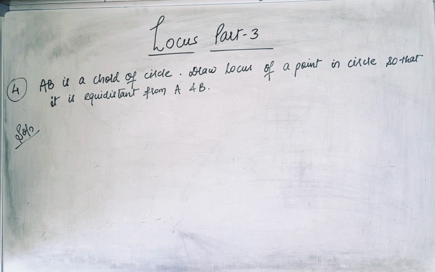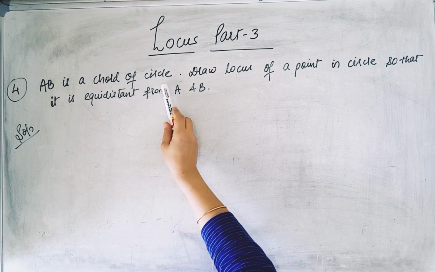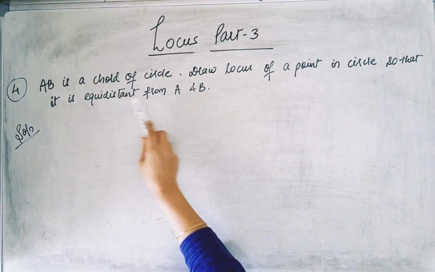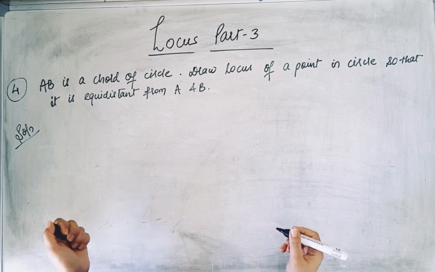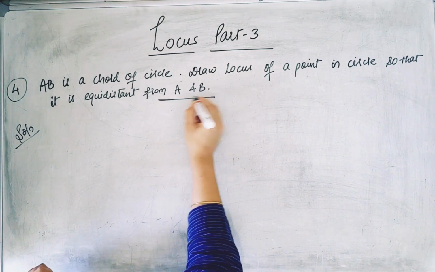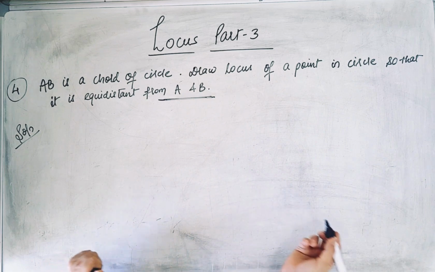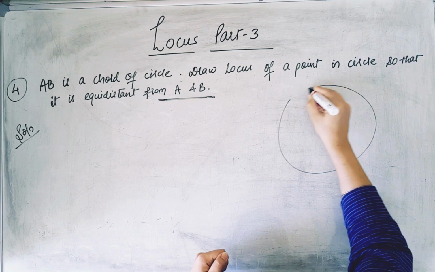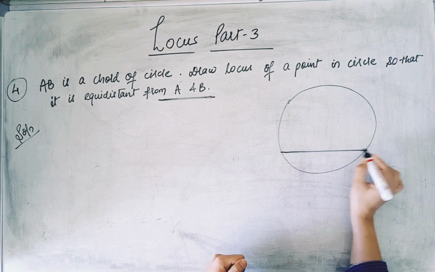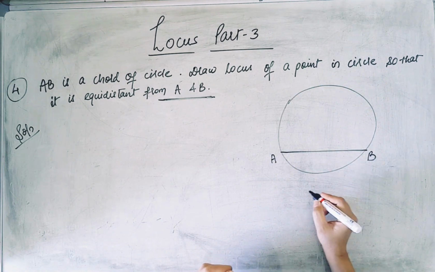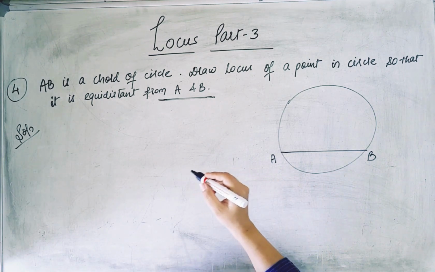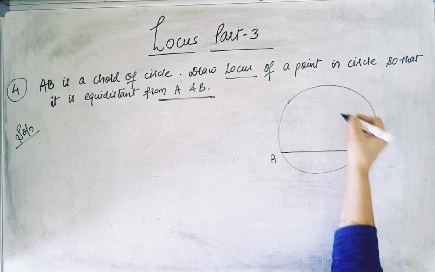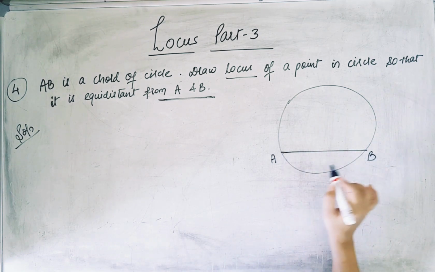So now the question is, AB is a chord of a circle. Draw the locus of a point in the circle so that it is equidistant from A and B. Again they are saying it is equidistant from A and B. That means we have to draw the perpendicular bisector of that chord. See, we are provided with a circle and this AB is a chord. They are saying you have to find the locus of a point. Locus means it should be equidistant from A and B. So we'll draw the perpendicular bisector.